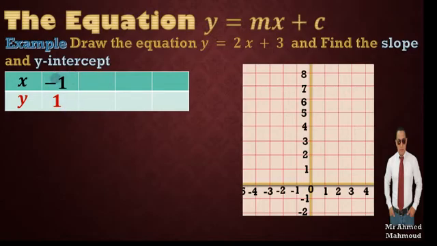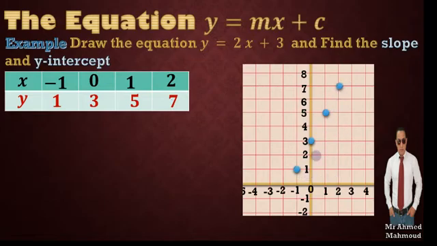I will represent -1 and 1 on the graph like this, -1 and 1 here. Now at x equals 0, 2 times 0 plus 3 equals 3. So 0 and 3 is represented here. Now at x equals 1, 2 times 1 plus 3 equals 5. 1 and 5 is here. Now at x equals 2, 2 times 2 plus 3 equals 7. Then here the point is 2 and 7.